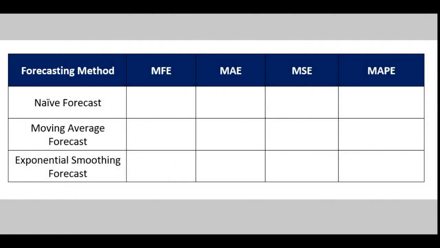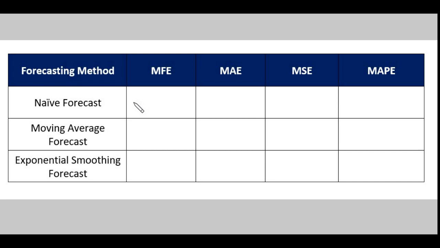Okay, since we're already done with computing for the different forecasts using the 3 different methods, we will then be comparing the computed values for the mean forecast error, the mean absolute error, the mean squared error, and the mean absolute percentage error. We will be able to identify which among the 3 forecasting methods is the most accurate forecasting method for that specific data set.